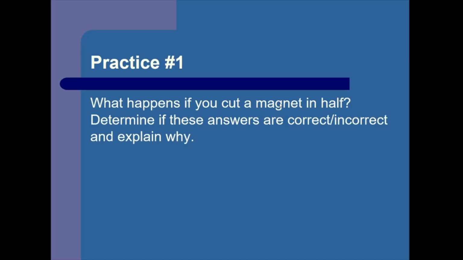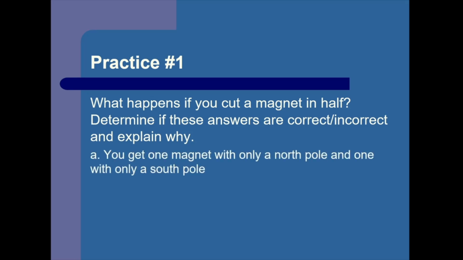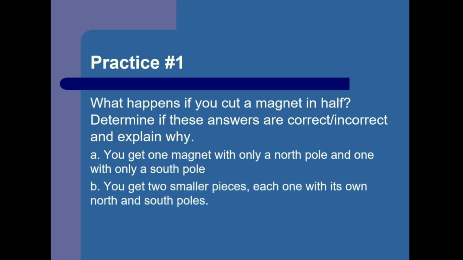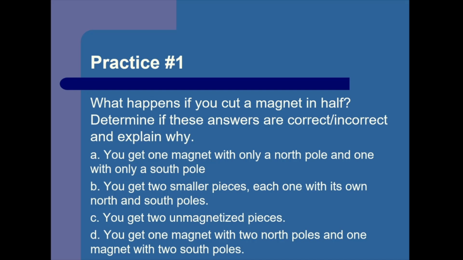All right, so let's take a look at practice problem number 1 really quick. What happens if you cut a magnet in half? Determine if these answers are correct or incorrect and explain why. A, you get 1 magnet with only a north pole and 1 with only a south pole. B, you get 2 smaller pieces, each one with its own north and south pole. C, you get 2 unmagnetized pieces. Or D, you get 1 magnet with 2 north poles and 1 magnet with 2 south poles.